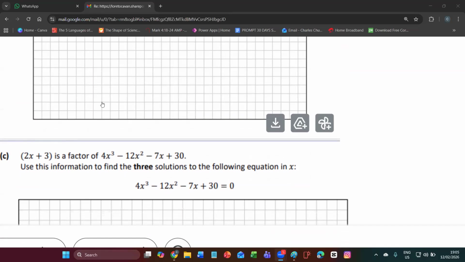I don't know if people have done the concept of remainder. They'll tell you something that is a factor of another thing. This one is like a linear function that is a factor of a non-linear function. And then they now ask you this kind of thing: use this information to find the three solutions for the following equation.